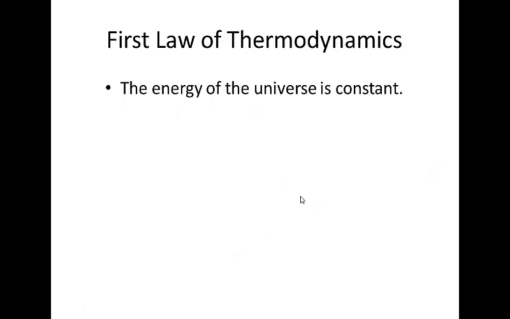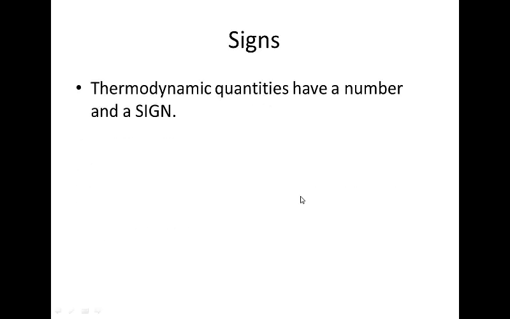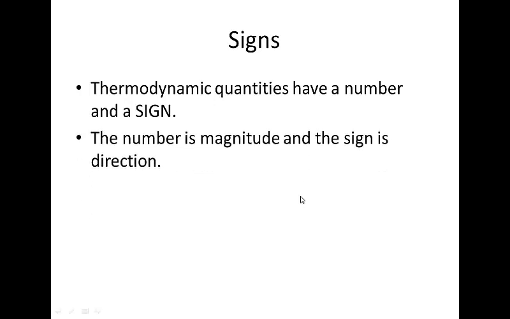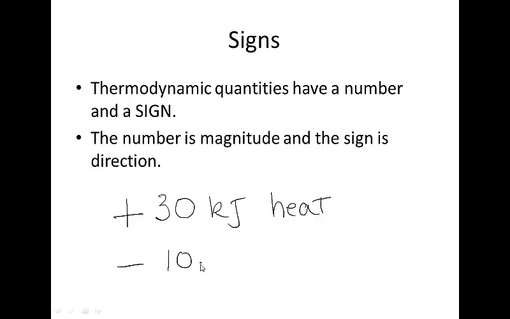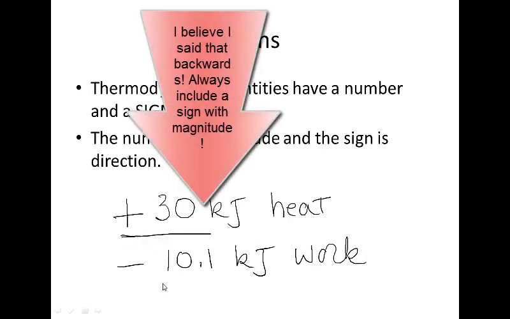Self-explanatory. I'm not going to say a lot about this. Alright, thermodynamic quantities will have a number and a sign. The number is magnitude and the sign is direction. So you would write positive 30 kilojoules of heat or negative 10.1 kilojoules of work. A sign must always include the numerical value so we know direction.